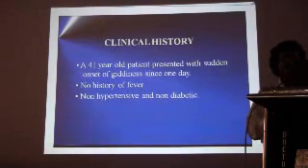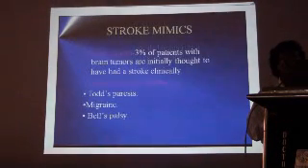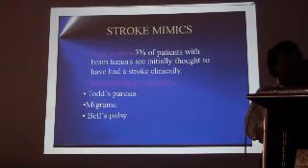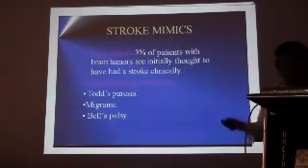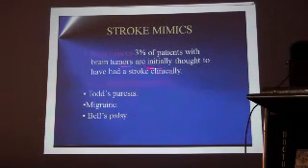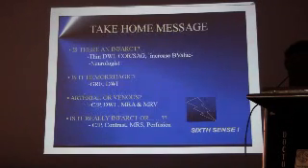The CT angio has certain limitations. Stroke mimics, as you all know, include brain tumors, where 3% of patients with brain tumors may present with stroke, demyelinating conditions, transient global amnesia, migraine, Bell's palsy. So now, the take-home message is the learning for.